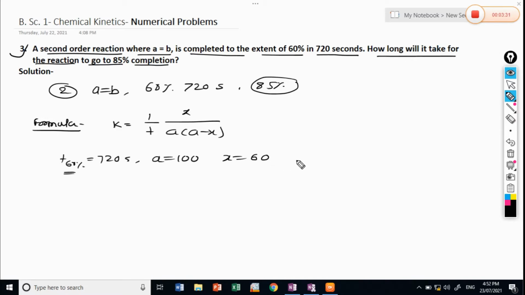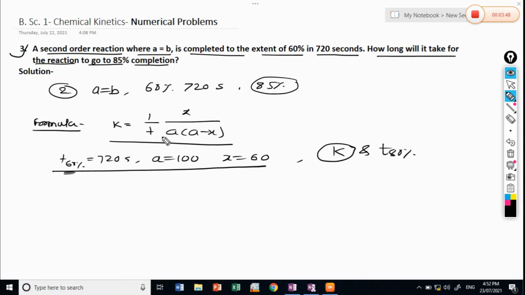Okay, so we have to calculate the K and then T 80%. From this data we can calculate the K. Our K is calculated with the formula here, put this value in this formula. K is equal to 1 upon time 720 seconds. X is 60, A is 100, in bracket 100 minus 60.